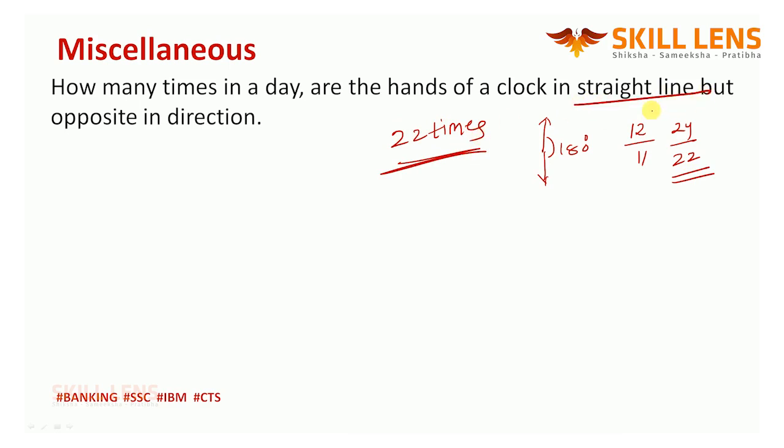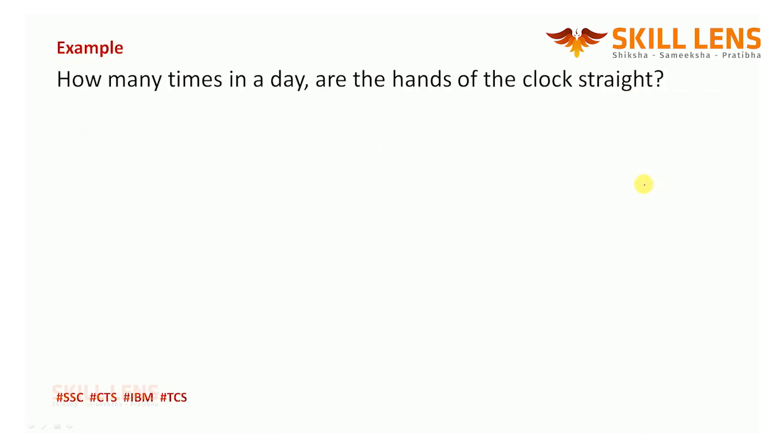Straight line, okay, but the point is opposite direction. Opposite direction means it's going to make an angle of 180 degrees. So how many times will that happen in a day? In a day it's going to happen 22 times. Let's try to handle one more question.